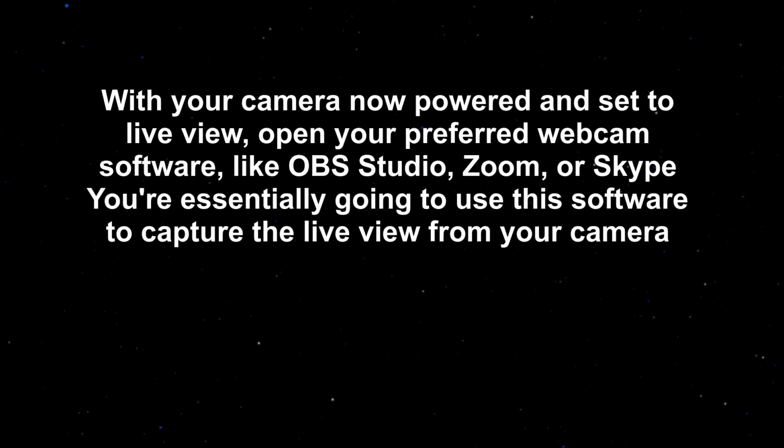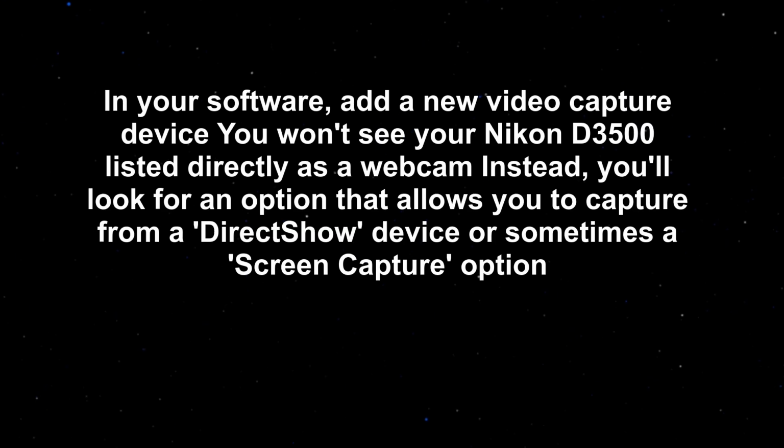With your camera now powered and set to live view, open your preferred webcam software like OBS Studio, Zoom, or Skype. You're essentially going to use this software to capture the live view from your camera. In your software, add a new video capture device. You won't see your Nikon D3500 listed directly as a webcam. Instead, you'll look for an option that allows you to capture from a DirectShow device or sometimes a screen capture option.